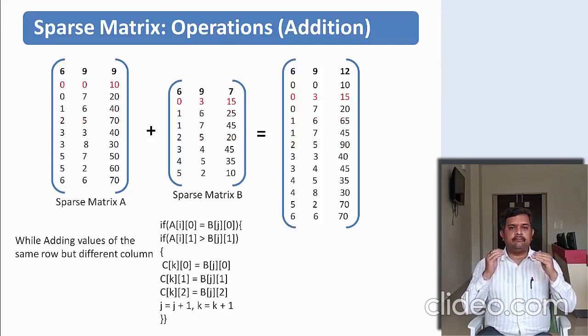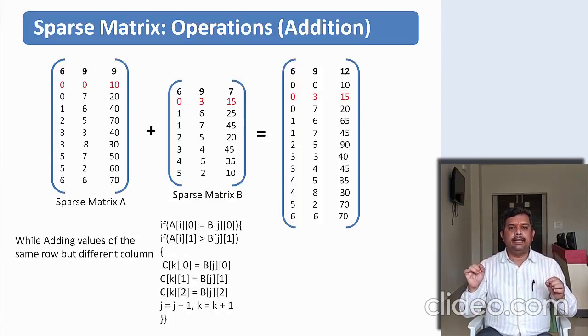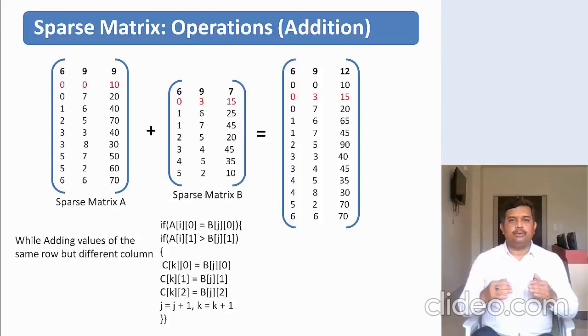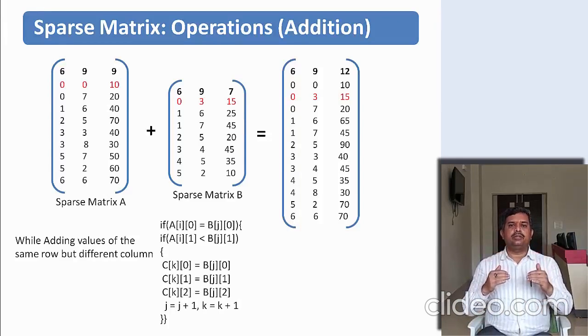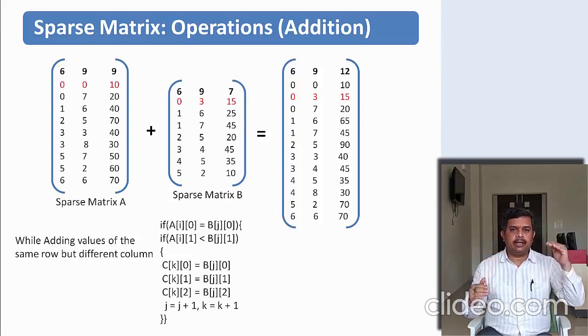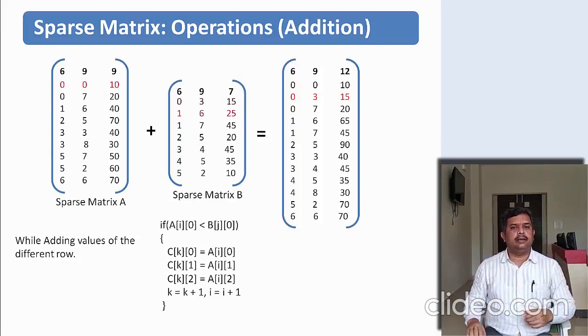Similarly, if the values are in the same row but in different columns of that row, what do we do? If AI0 is equal to BJ0 and AI1 is greater than BJ1, then B values I have to shift to C, because they are not in the same location, so I cannot add. So I take the B matrix entry and write it in the C matrix. Similarly, if AI1 location is less than BJ1 location, it means these two values are again different in the column, but they are present in the same row. Then I have to transfer the AI data to CK.